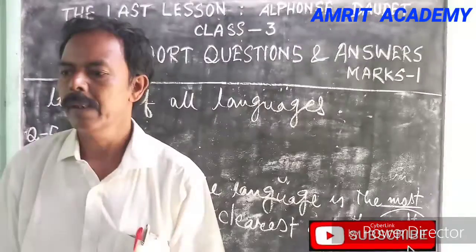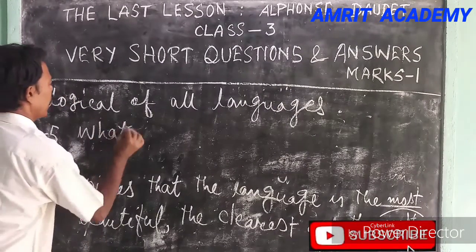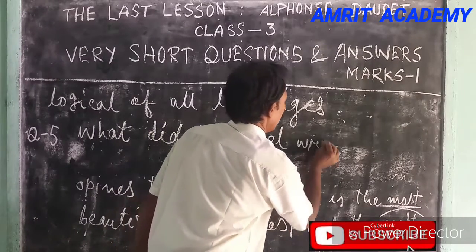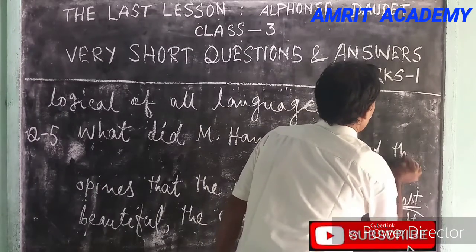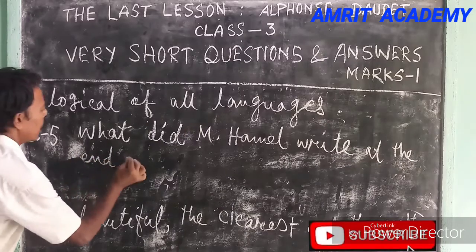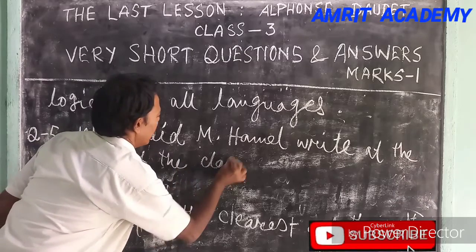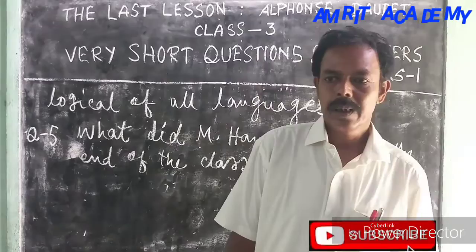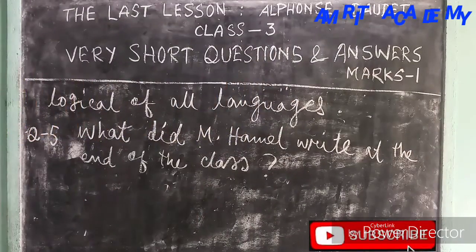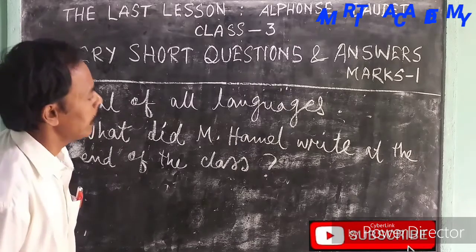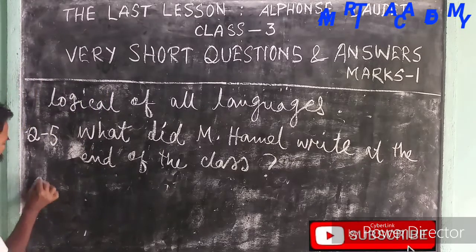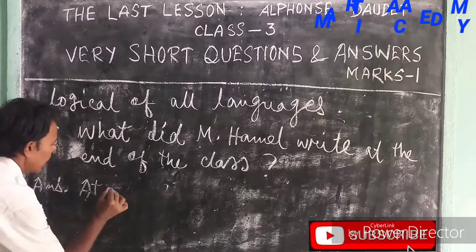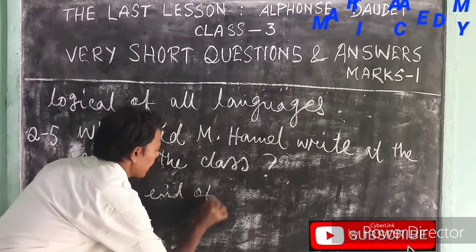Now we move to question number 5. What did MML write at the end of the class? Two words, I, repeated two times. He took help of the board. Hence it is questioned here, what did MML write at the end of the class? Here, at the end of the class, we bring at the beginning.